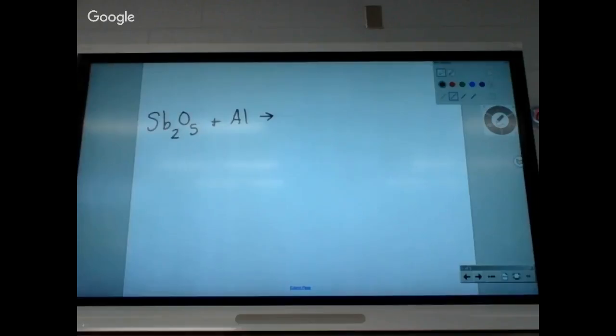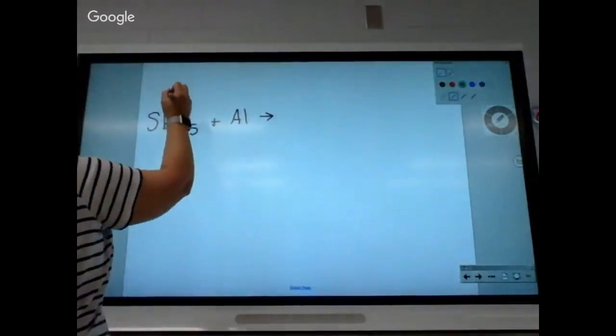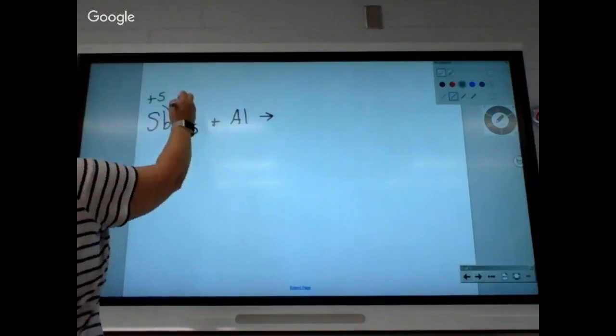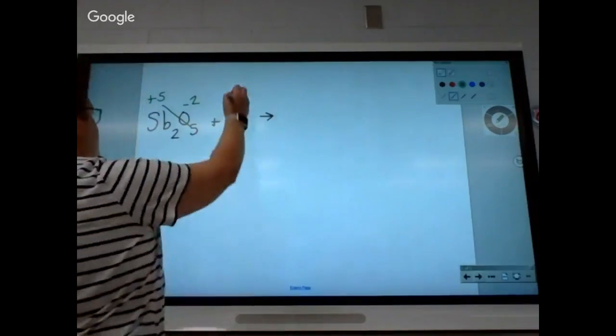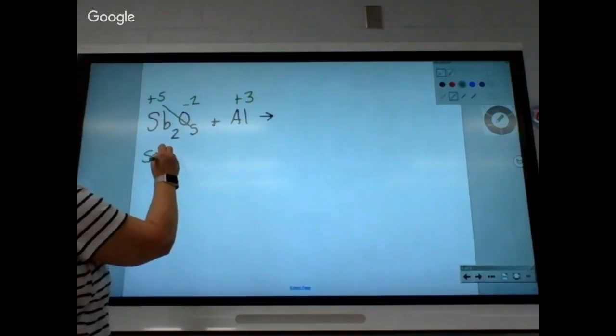So what's antimony? How'd you know it was a 5? You crisscross. That came from right there, right? So that's a positive 5. What's this one? Negative 2. All right, what's aluminum? Positive 3. Now, you're going to switch.